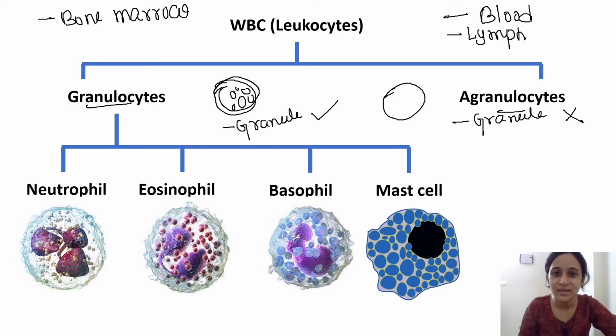Today we will learn about the first part, that is granulocytes, and you will learn agranulocytes in the next session. Now these granules of the cytoplasm take different stains or colors. And granulocytes are of four types: neutrophil, eosinophil, basophil and mast cell.